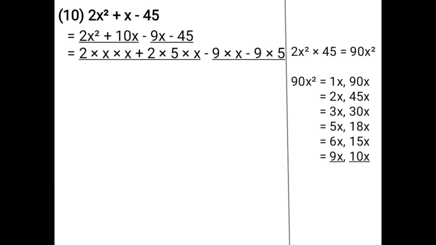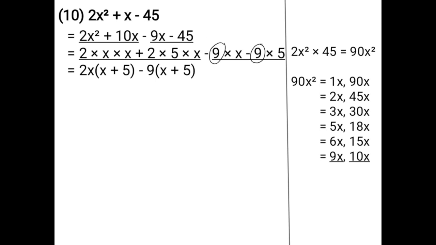Underline and make the groups. In the first group, which is common, circle it. 2x is common, 2x you have to write outside the bracket, and inside the bracket you have to write which is uncommon, that is x plus 5. In the second group, which is common, circle it. Minus 9 is the common, so minus 9 you have to write outside the bracket, and inside the bracket, which is uncommon, write it, that is x plus 5. Minus into minus will come plus.